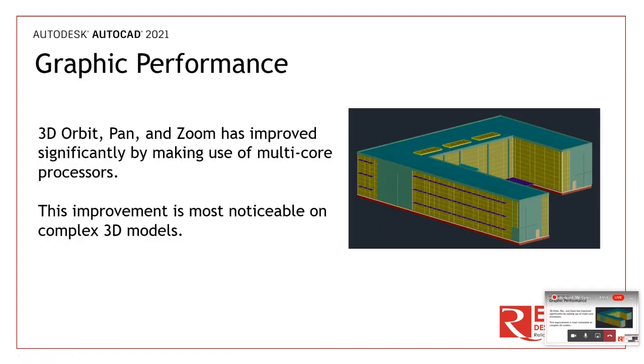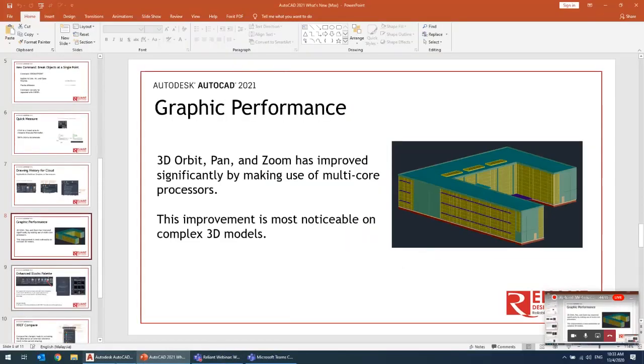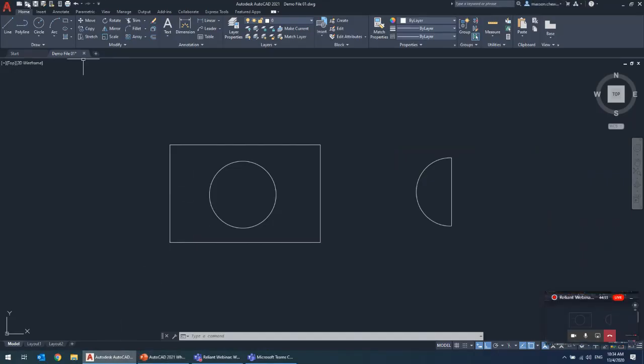Okay. Aside from that, in AutoCAD 2021, there's also a huge performance improvement in navigational tools. Navigational tools means 3D orbit, pan, and zoom. Finally, they are making use of your multi-core processor. Previously, I think they were just using a single core to process this rotation and zoom. So now with the new version, you can notice a big improvement when you open large files, especially large 3D files. So I'm going to try to open a bigger 3D file now.